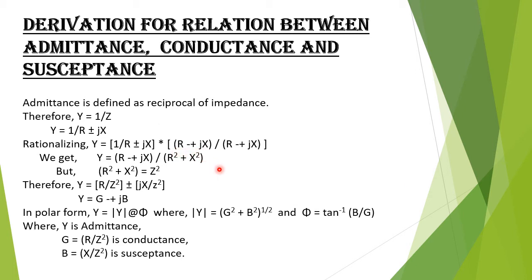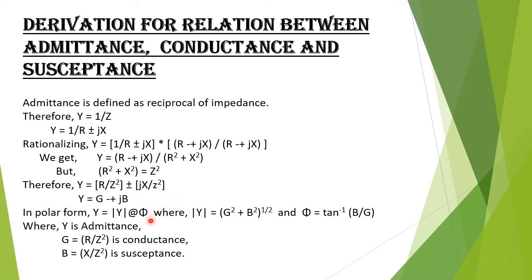So we get Y = (R ∓ jX)/(R² + X²). But R² + X² = Z². Therefore, Y = R/Z² ∓ jX/Z². That is Y = G ∓ jB.